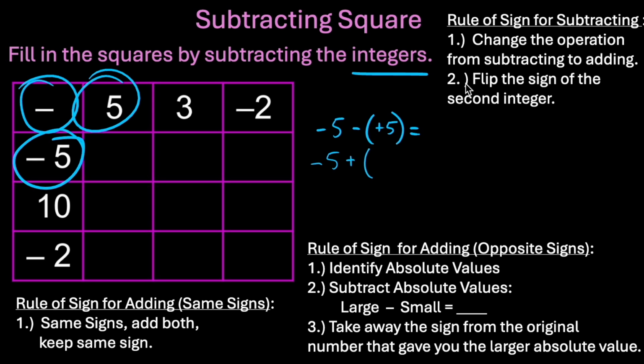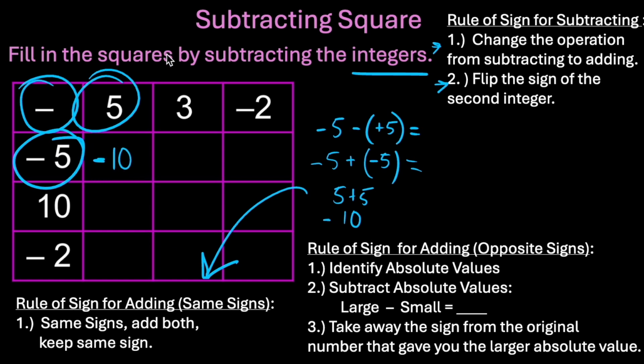Step 2, we just finished step 1, is to flip the sign of the second integer. The second integer is the +5, so we flip the sign to a negative and bring down the number. There you go, we went from +5 to -5. Cool. Now we have an addition problem, adding two numbers with the same sign, so we use the rule of sign for adding same sign. If they both have the same sign, we add them and keep the same sign. So 5 plus 5 is 10, and we keep the same sign. So the answer is -10. Look at that, super easy.